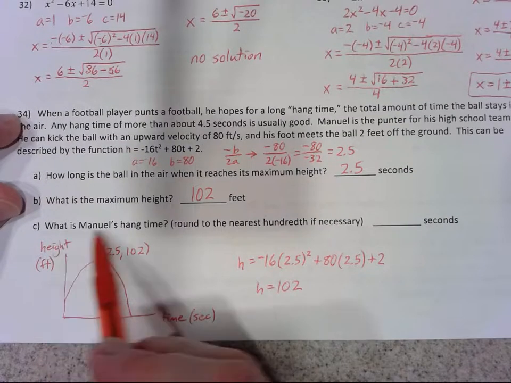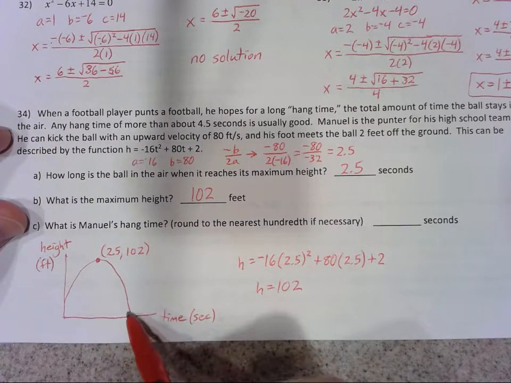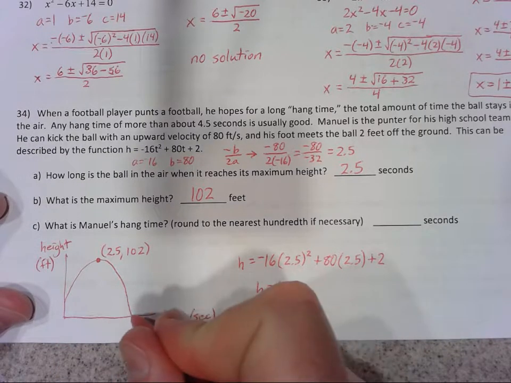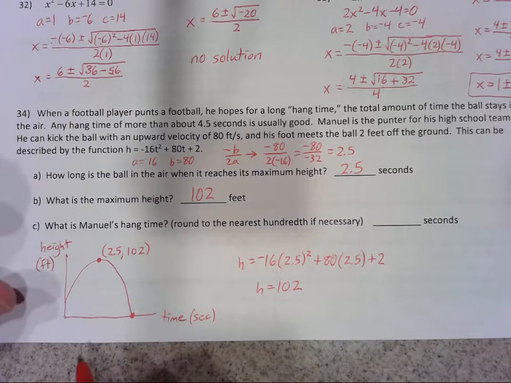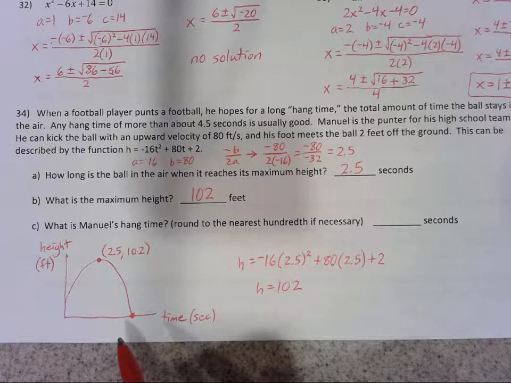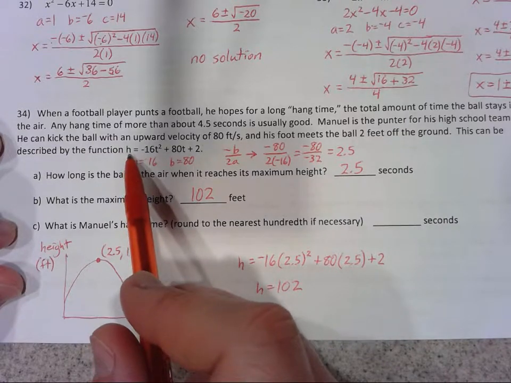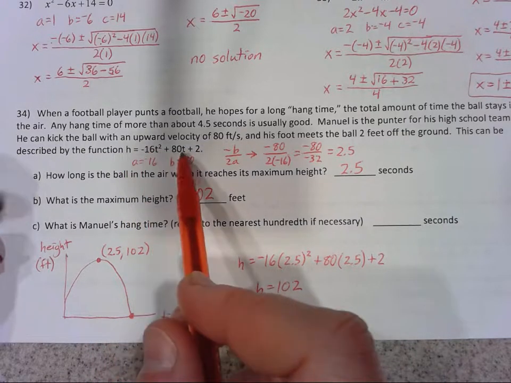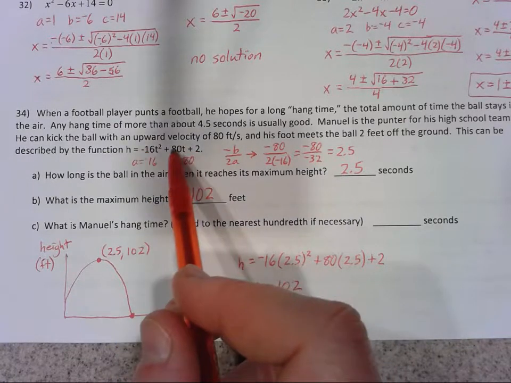What is Manuel's hang time? Well, hang time refers to how long until it lands on the ground. So we're trying to figure out the amount of time, the x-coordinate, when it hits the ground, when it lands. So we're looking for the x-intercept. The x-intercept is the solution for when this equation equals 0, when the height is 0. To solve that equation, we could try factoring, but typically the quadratic formula is what's going to solve for t.